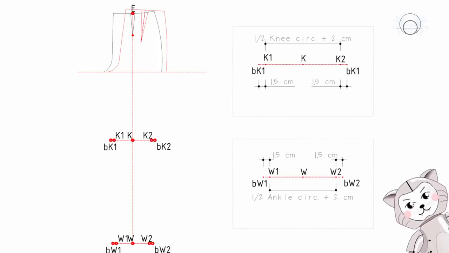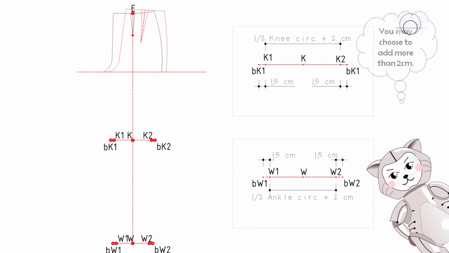At point K, make points K1 and K2, measuring 1/2 of knee circumference plus 2 centimeters ease. Extend outwards by 1.5 cm marking points BK1 and BK2. Do a similar thing at point W, measuring 1/2 of your ankle circumference plus 2 cm of ease. Measure 1.5 cm outwards marking points BW1 and BW2 as indicated. This part defines the width of your leg and ankle. To widen the leg add more ease and vice versa.